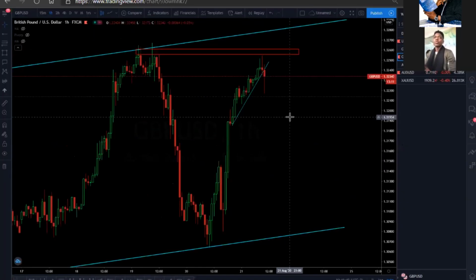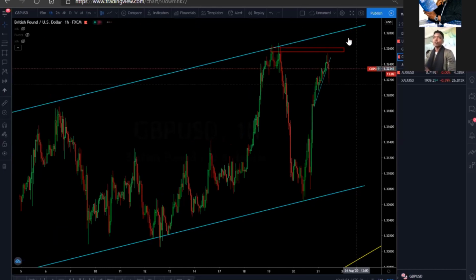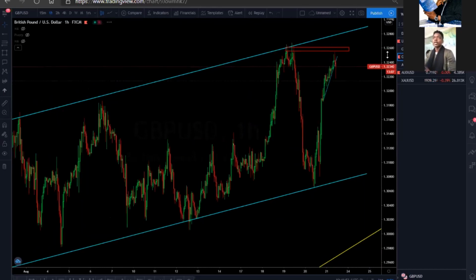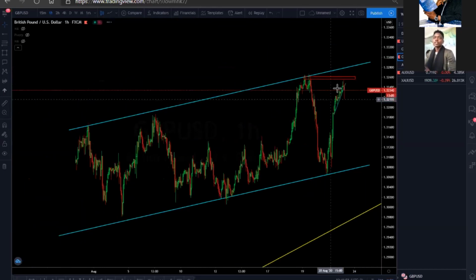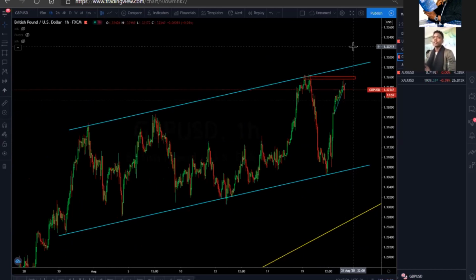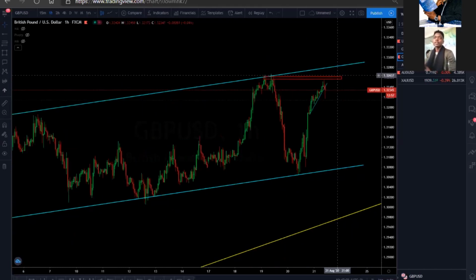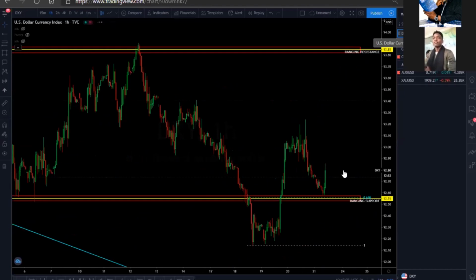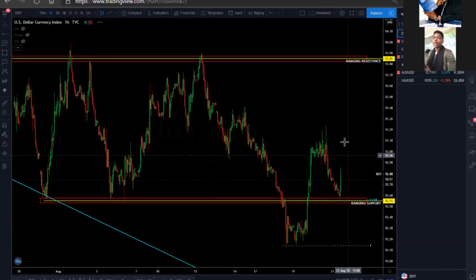GU, we're still waiting for a touch of this upper channel boundary. Okay, so don't rush into selling, but if you get a touch of this upper boundary, there can be that sell option. But if the market continues momentum to the upside, then be very careful on that. The market can continue going upside, and the dollar index is looking very clean to continue pushing a bit to the upside. So that's mainly what I have. Ken will come and cover the rest. That's what I'm looking at.